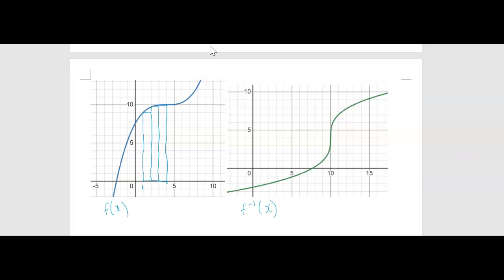So I've gone from 1 to 4. So the width of each rectangle is 1. All right, and then I would go ahead and calculate the area of these rectangles. So basically what it's saying is the area here is the same as if I was to go from 1 to 4 from the x-axis.